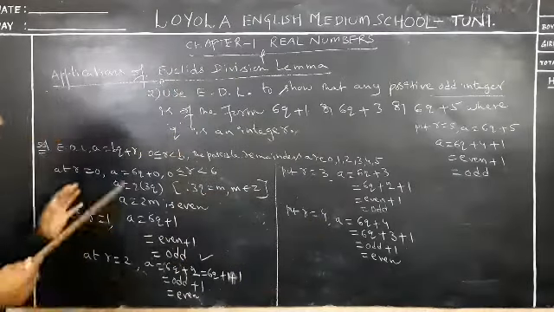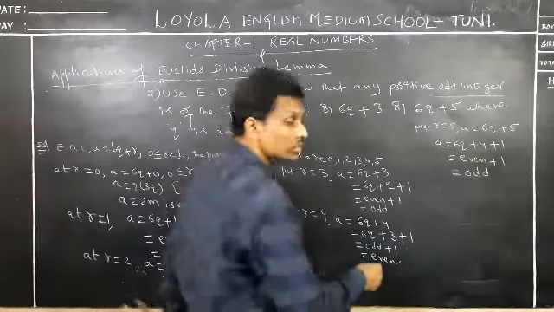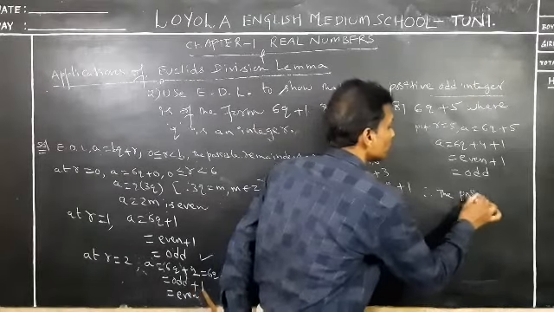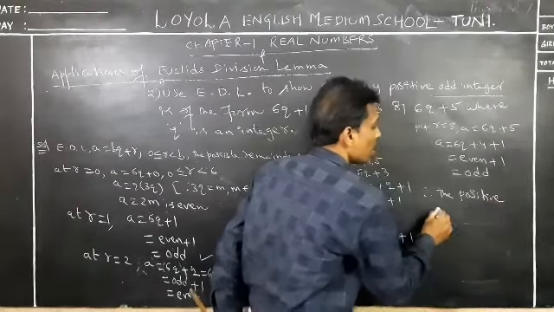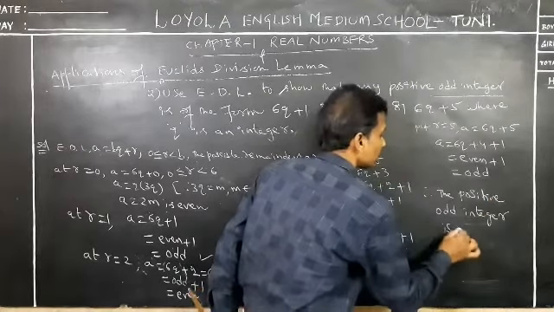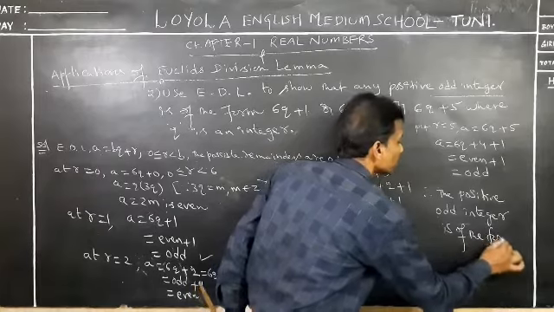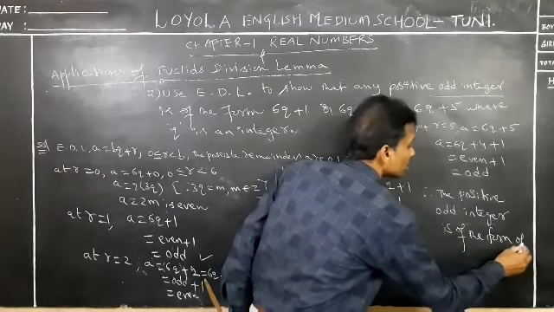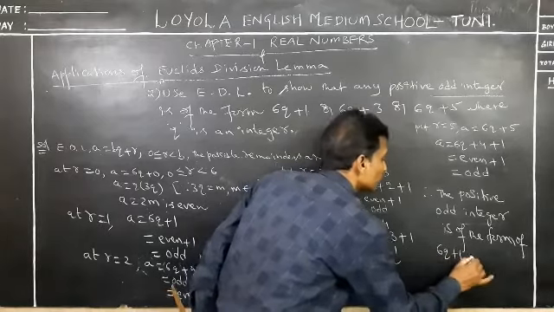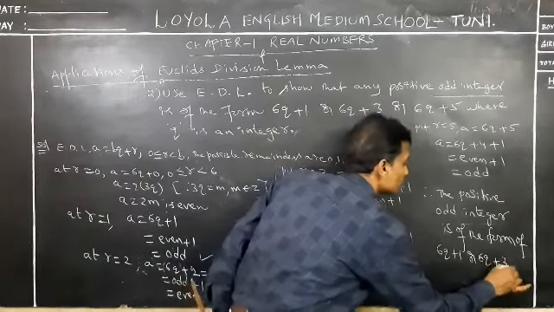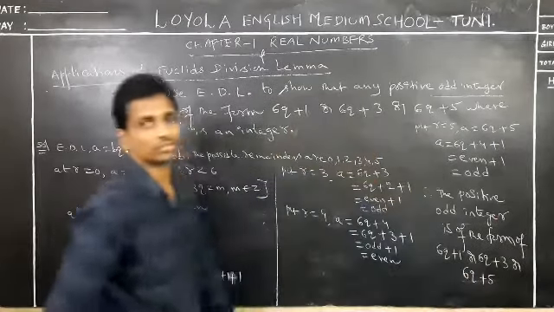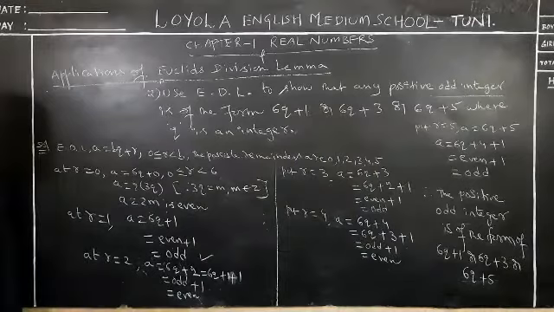So from these conditions, we came to know the conclusion. Therefore, the positive odd integer is of the form of 6q plus 1 or 6q plus 3 or 6q plus 5. Is it clear to all?